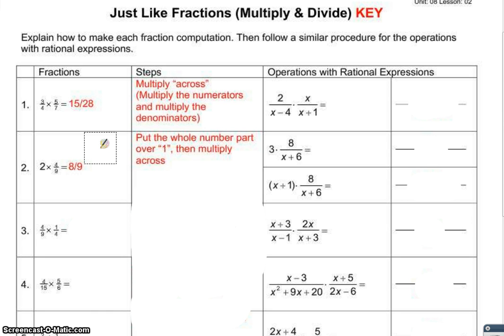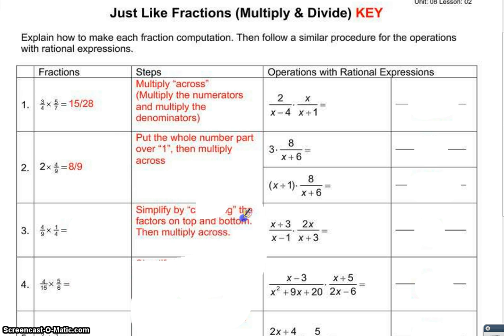Okay, let's look at number 3. When I multiply, I can actually simplify. If I have a numerator in one fraction and a denominator in the other, they can cancel. So here, I'm going to simplify by canceling the factors on the top and the bottom, and then multiply across. My answer for number 3 is 1/9 because the 4's cancel.